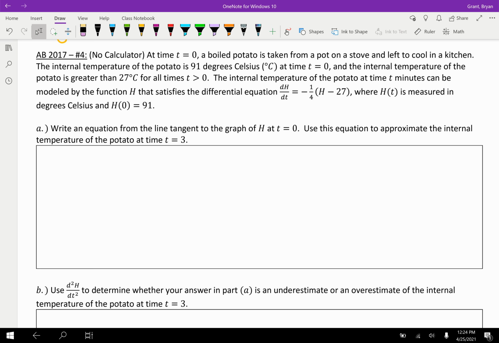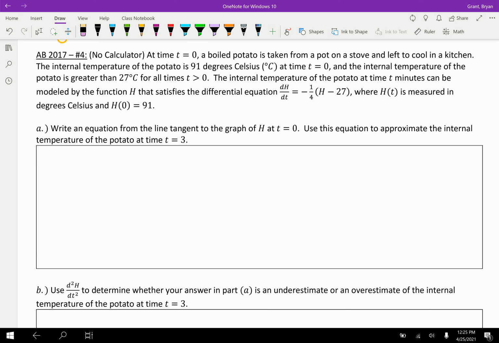Let's get to it. The internal temperature of a potato is 91 degrees Celsius at time t equals 0. And the internal temperature of the potato is always greater than 27 degrees. 27 degrees is not picked arbitrarily. It's 27 degrees because that's usually a good estimate for indoor room temperature. So essentially, the potato starts at 91 degrees, close to boiling water temperature, and is cooling down until the low point that it'll hit is room temperature, or 27 degrees. It'd be weird if it dropped under room temperature.